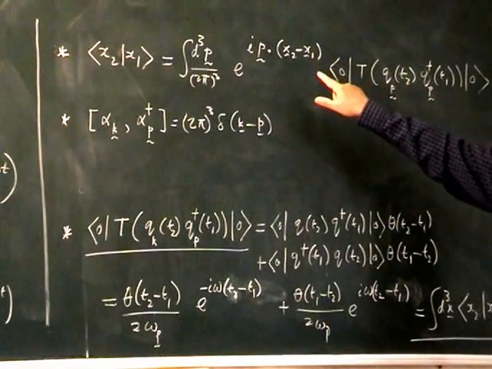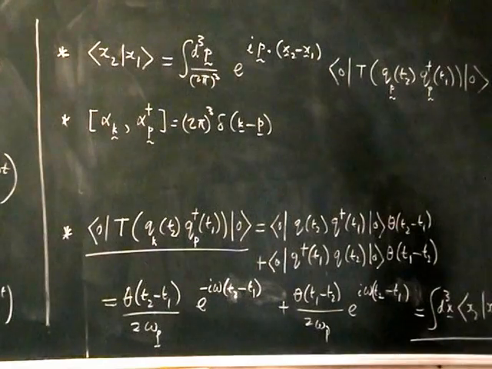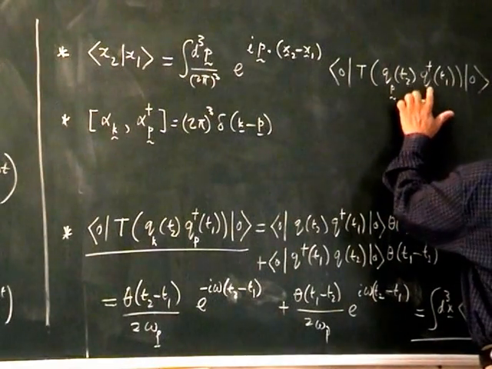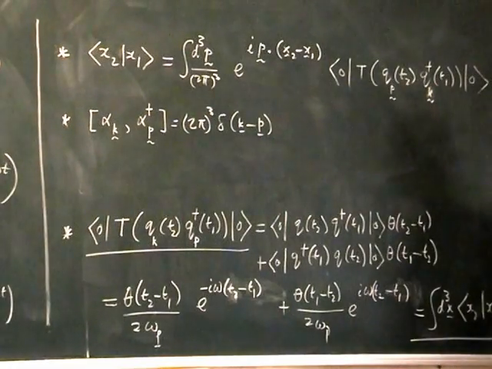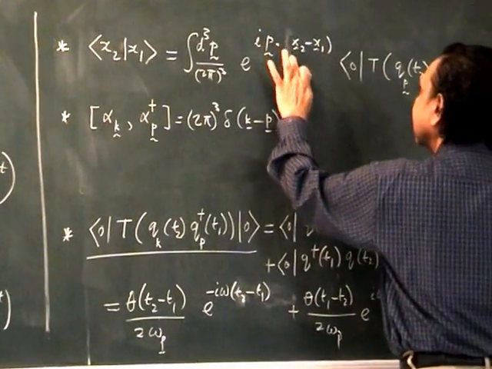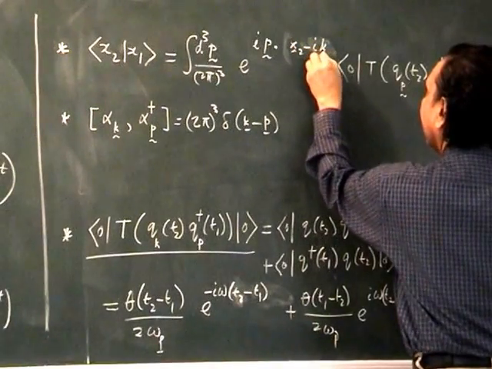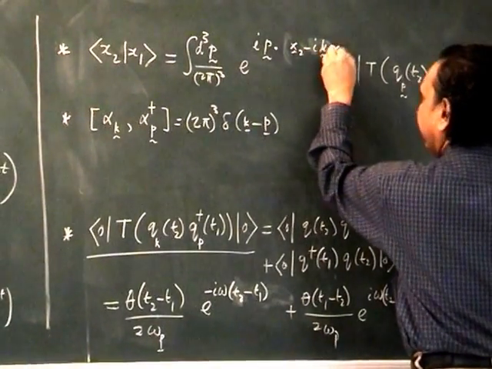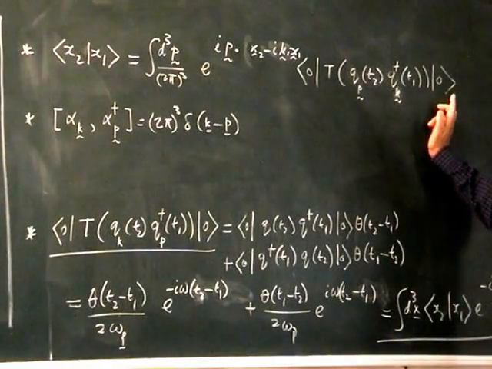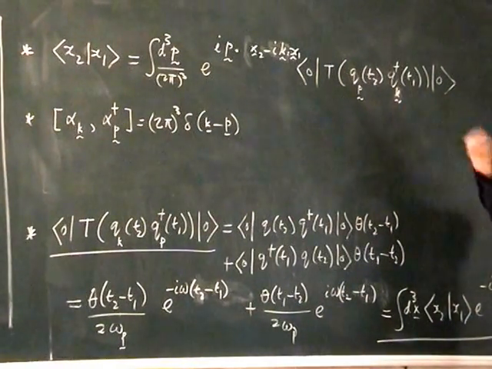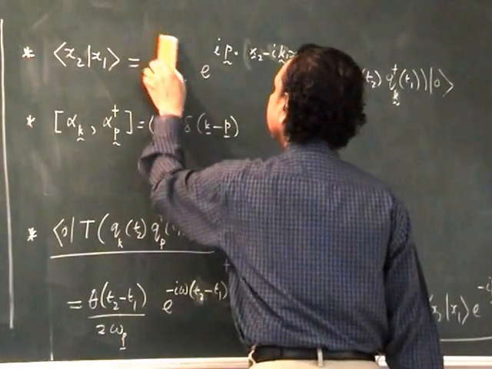Then I could have had a p dot x2 and a k dot x1. I put a k here and I write this as i p dot x2 minus i k dot x1. This is fine because when I work this out, of course, I need to have an integral over both of them.